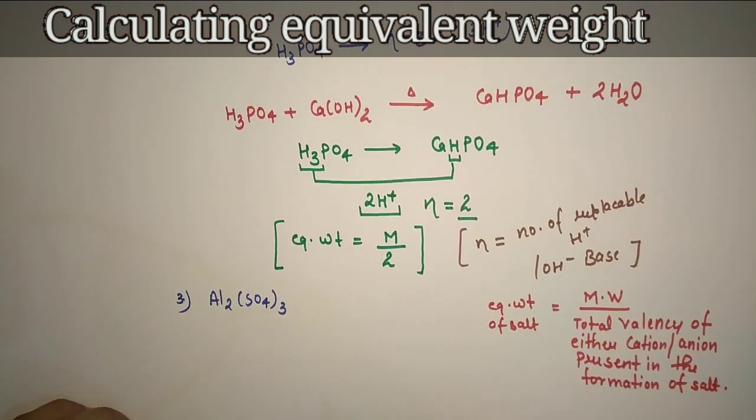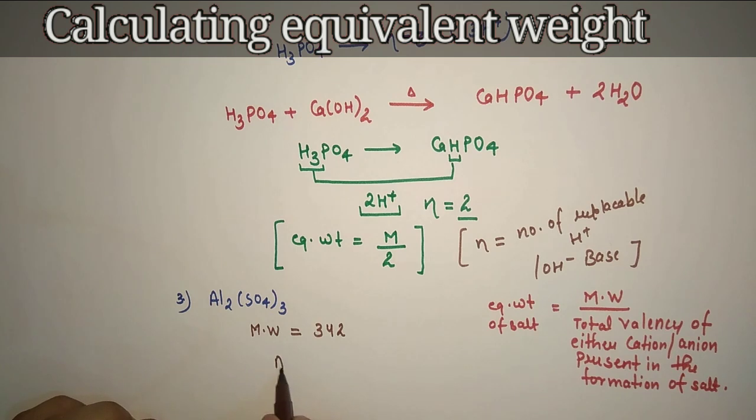Now let's suppose we have to find out the equivalent weight of Al2(SO4)3. The formula weight or molecular weight of Al2(SO4)3 will be 342. I have already told you that the equivalent weight of salts will be equal to the molecular weight or formula weight divided by the total valency of either cation or anion present in the formation of the salt.